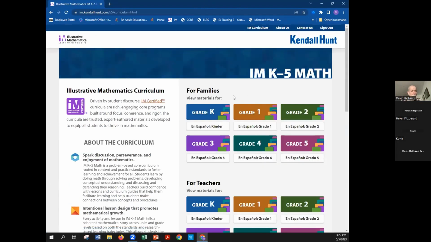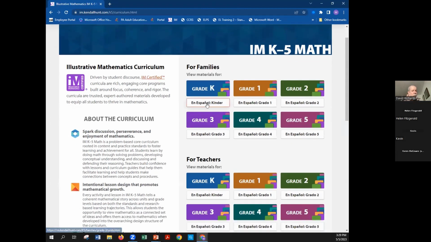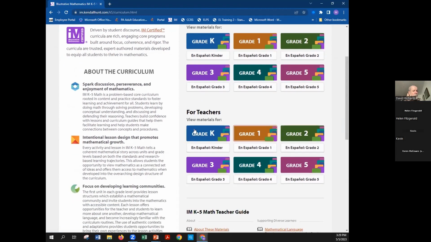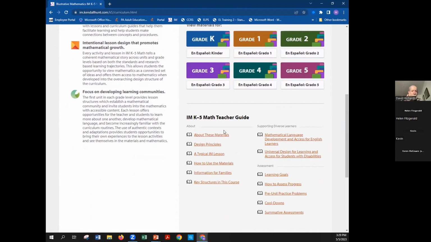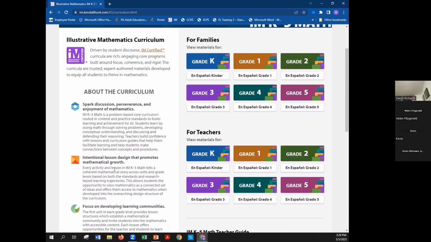They have the families, so those students that maybe are working with their younger kids. They also have en español. They have the teacher materials. They tell you about the materials and how to use it, assessments. They have all kinds of things. And Helen, look, they have math language development and access for English learners. They have universal design for learning for students with disabilities.